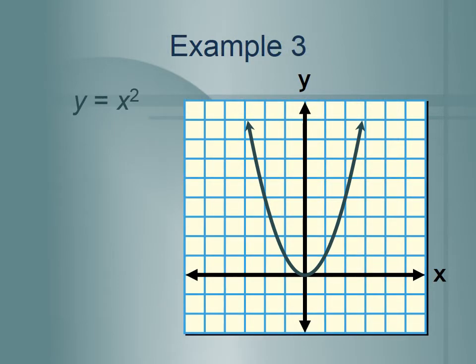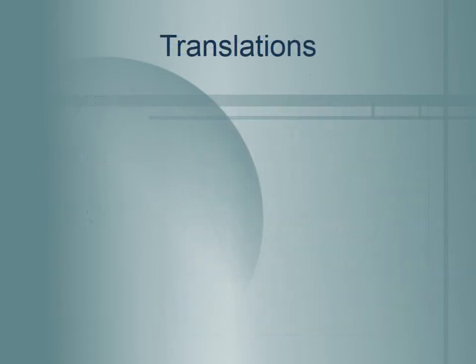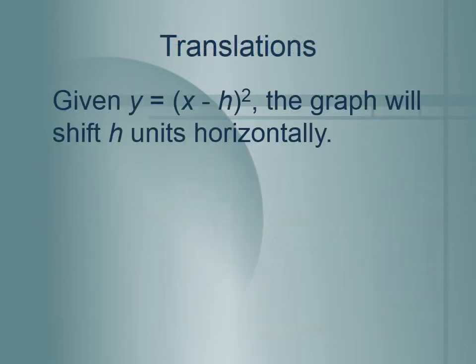So we have y equals x squared. What if we put a number next to x, but before the square, before the power? So here we have (x minus 2) squared, and if we were to plot those points, we see it moves 2 to the right. If we have (x plus 3) squared, we'll see that that's going to move 3 to the left. So for power functions, if we have a number next to the x, so x minus h, the graph is going to move h units horizontally, so either left h or right h.